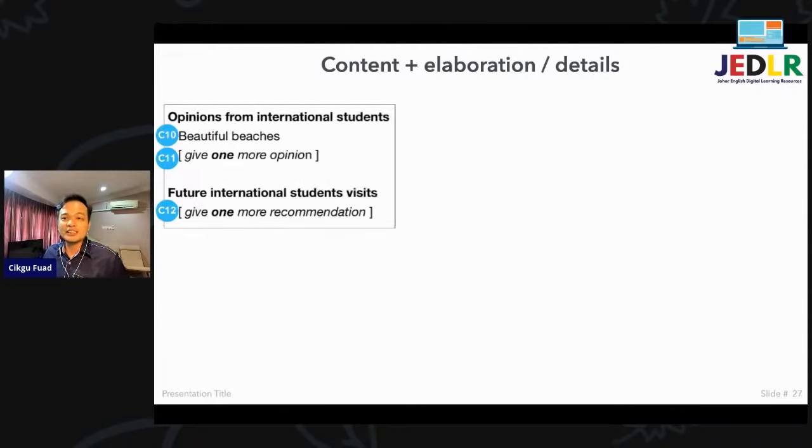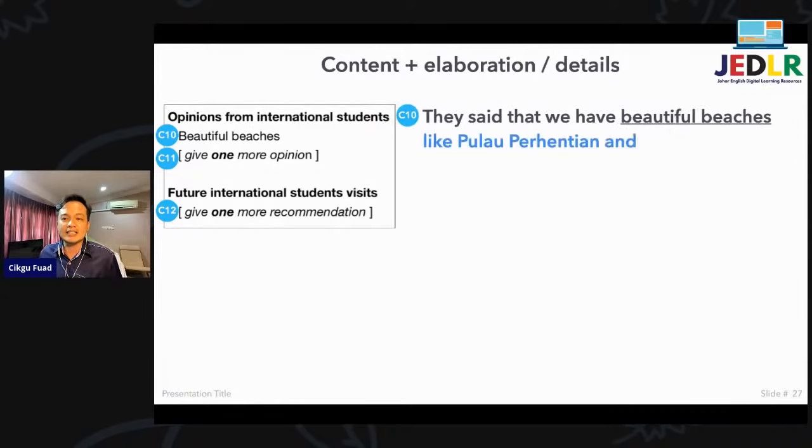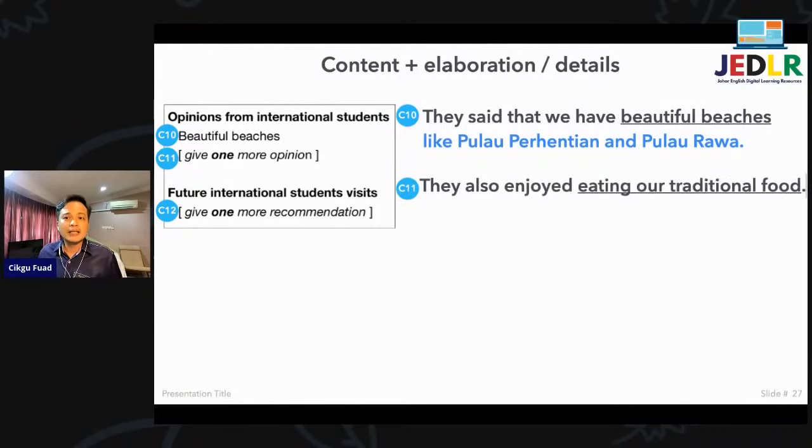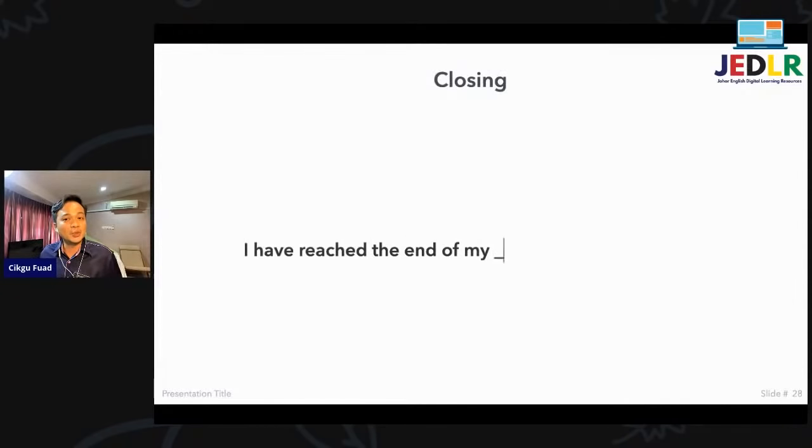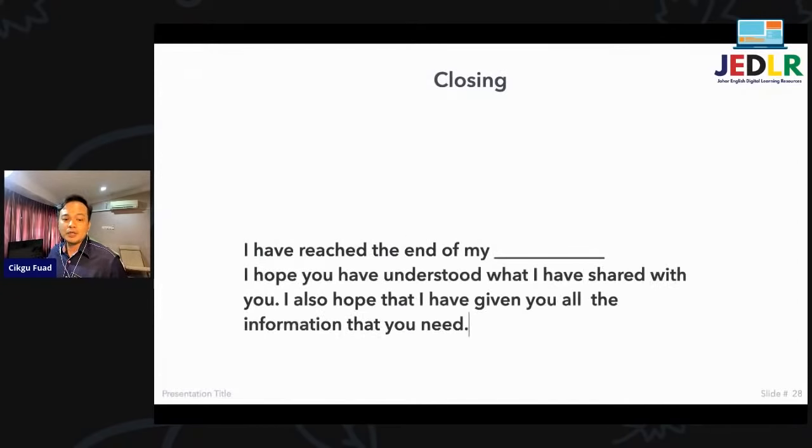Okay, beautiful beaches. We have the C10. They said that we have beautiful beaches like Pulau Perhentian and Pulau Rawa. They also enjoyed eating our traditional food. They say it was delicious. And C12, I hope that we will have another international visit from Japan next year. Okay, again, it depends on you whether you like Japan, Korea, okay, or America. No problem.